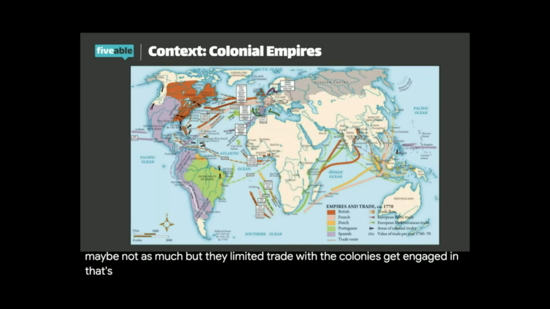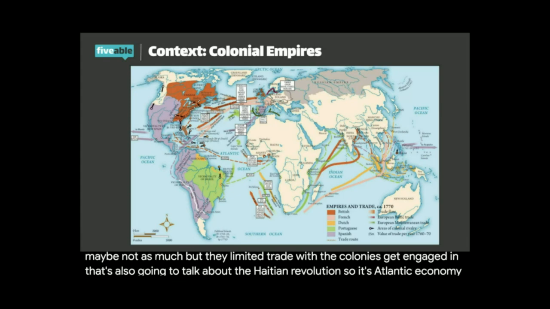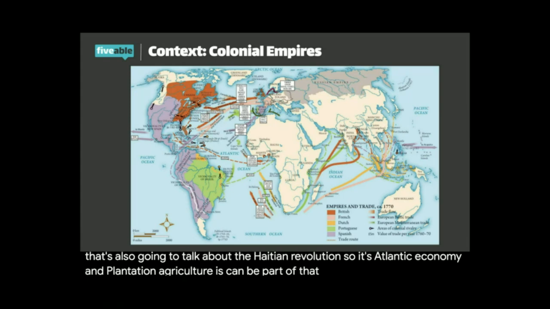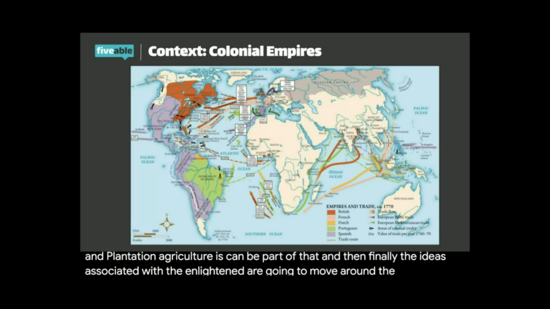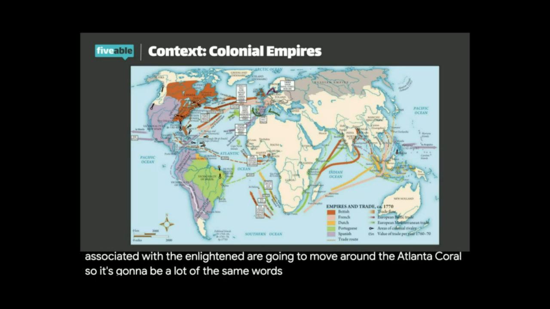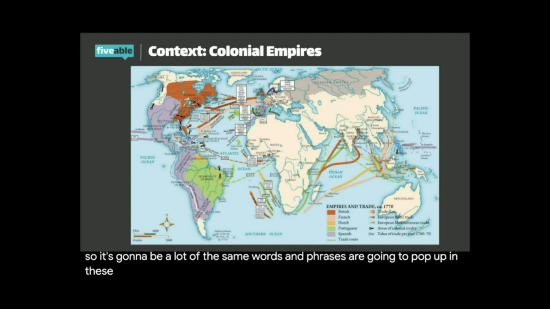Of course, we're also going to talk about the Haitian Revolution. So this Atlantic economy and plantation agriculture is going to be part of that. And then finally, the ideas associated with the Enlightenment are going to move around the Atlantic world. So it's going to be a lot of the same words and phrases that pop up in these different revolutions.